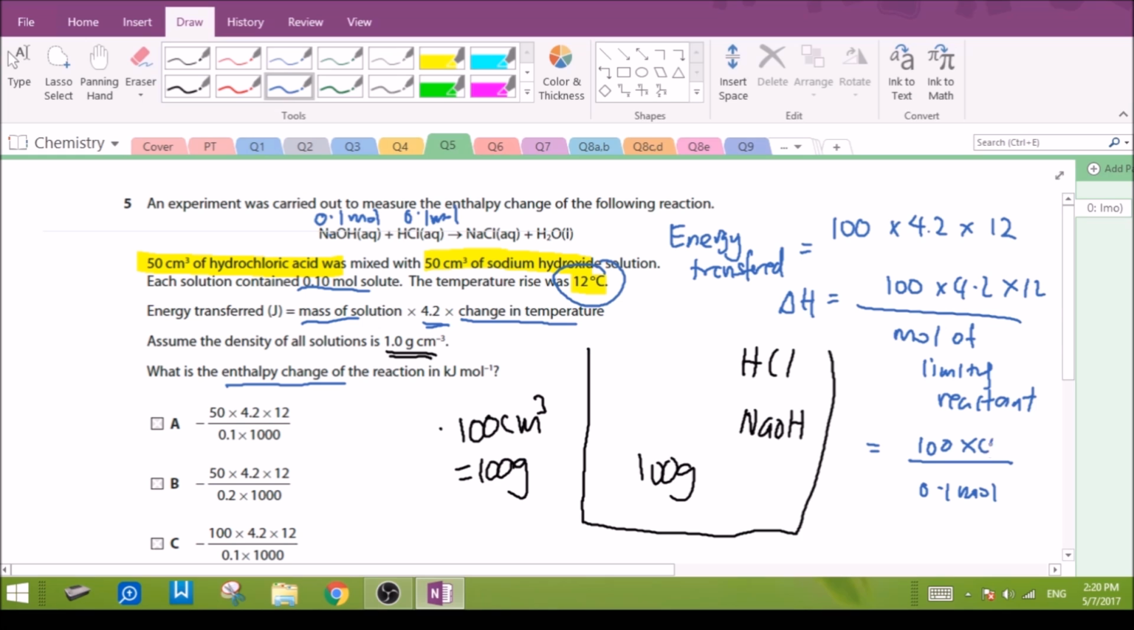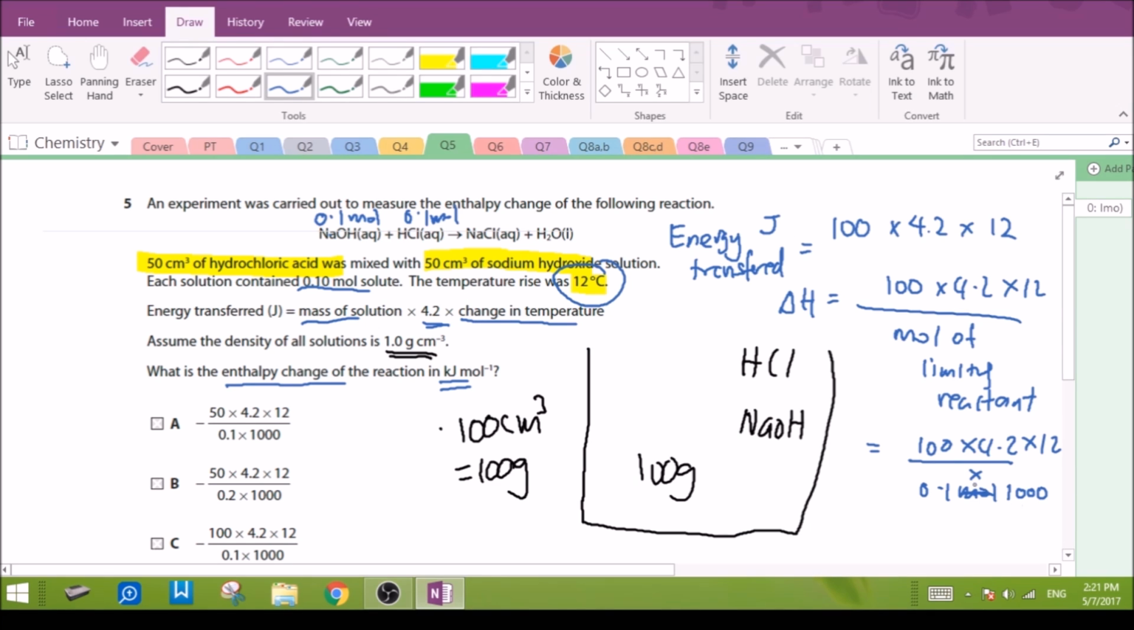The energy transferred is 100 multiplied by 4.2 multiplied by 12. Right, it's almost done. We have to take note that the energy transferred was expressed in joules, and they want the expression in kilojoules, so we have to take this number divided by another 1000. We have to put 1000 in the denominator because we need to convert joules to kilojoules.